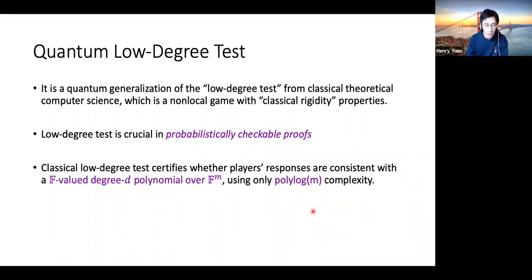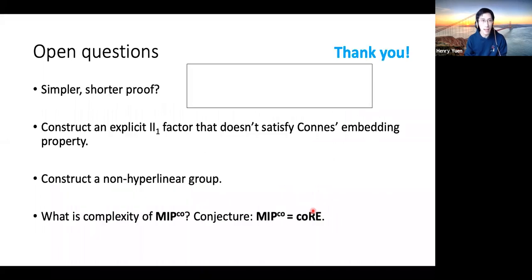So you can maybe start to see how this feeds into the quantum version, the quantum low degree test. Okay, that's all I'll say about that. And I think this brings me to my last slide. Here are some open questions. It'd be nice to have a simpler and shorter proof of the MIP star equals RE result, or even a simpler, shorter proof of the refutation of the embedding conjecture. There's still an open question of finding some explicit description of a counterexample that doesn't have this embedding property.